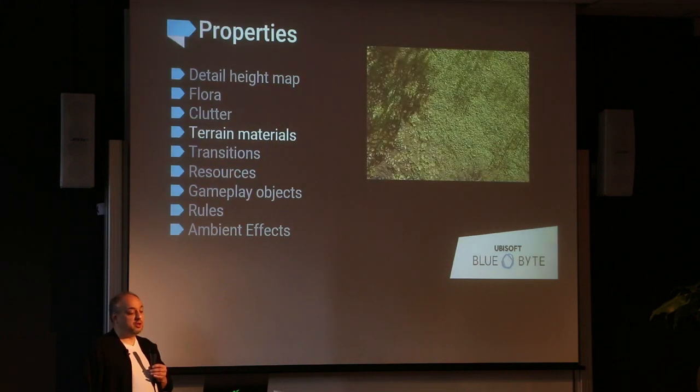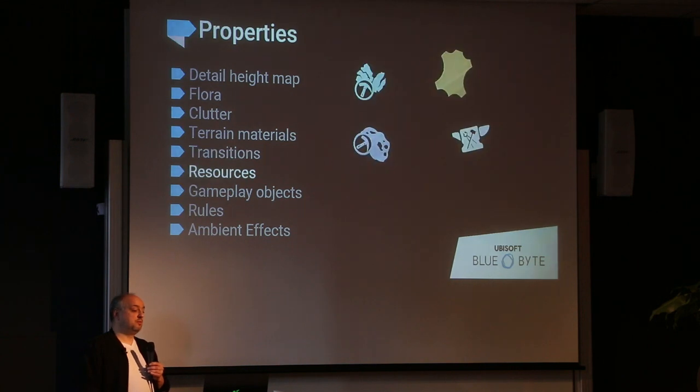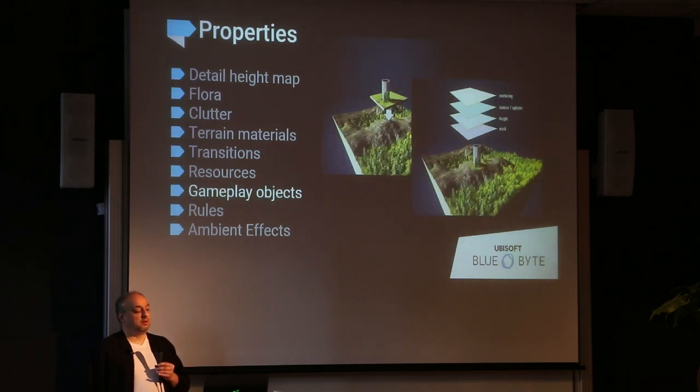We define what kind of materials are placed in our ecosystem here. The next thing is we decide how we transition from one ecosystem to the other one. For some games, what kind of resources we are going to put here. So specifically if we work on, let's say, a strategy title, it could be interesting to scatter a certain amount of resources here. Then gameplay objects, let's say we want to do, I don't know, a role-playing game and want to scatter the mage tower somewhere.